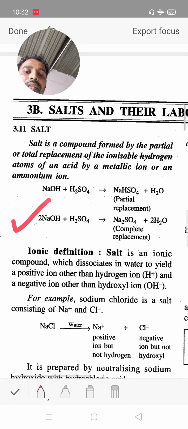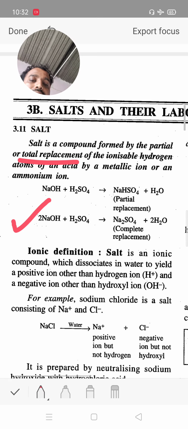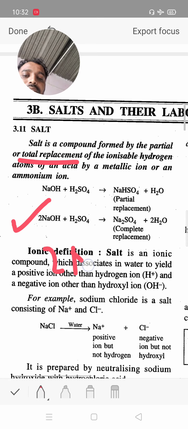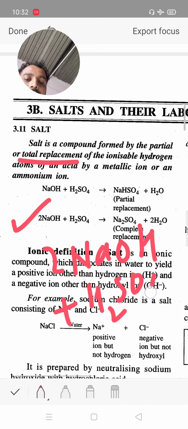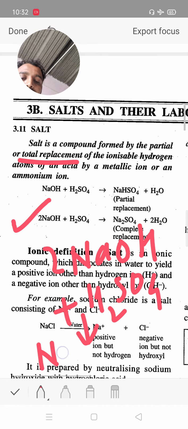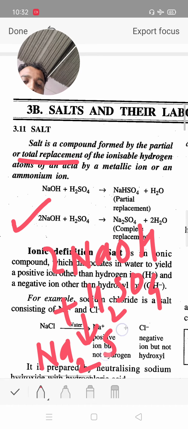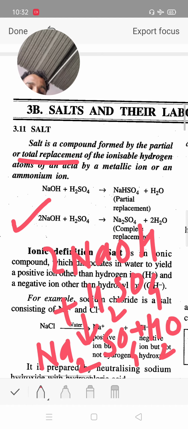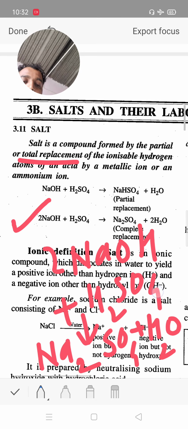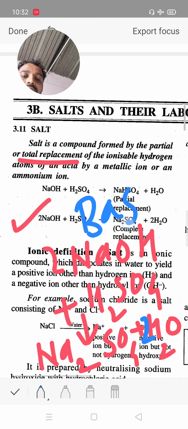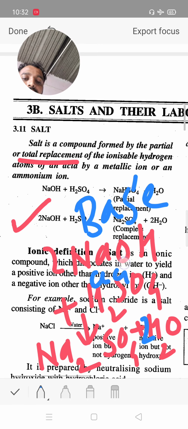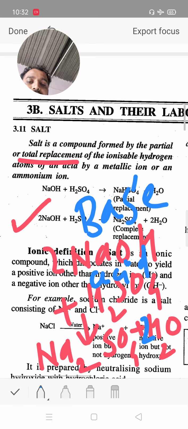Next, total displacement. Suppose 2 NaOH reacts with sulfuric acid. It is a complete displacement. Then it forms Na2SO4 plus 2 H2O. Formation of salt plus water. Base reacts with acid to give salt plus water. It is a neutralization reaction.